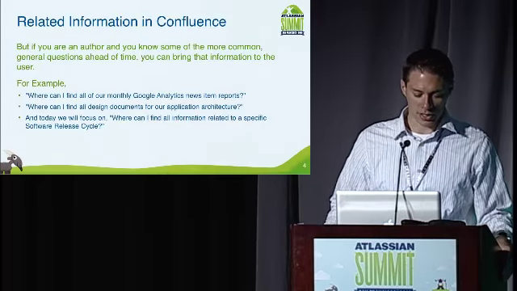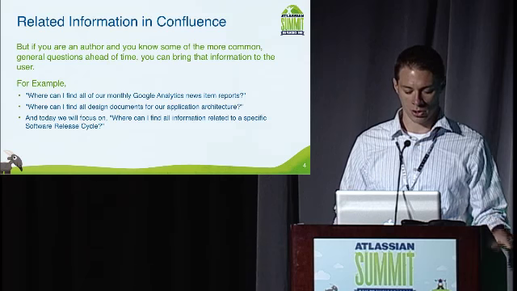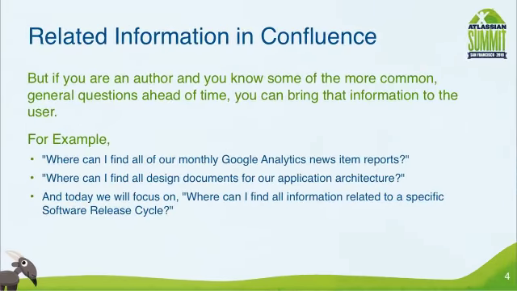So one way to actually deal with this is to preemptively answer a question. So if you know ahead of time that someone's going to say, hey, I want to know all of the information related to my Google Analytics news reports, or where can I find all design documents for our application architecture? You can answer those questions beforehand by structuring a page that contains that information. And I'm going to go through one example of how I've used this in the past, and that's going to be where can I find all information related to a specific software release cycle.